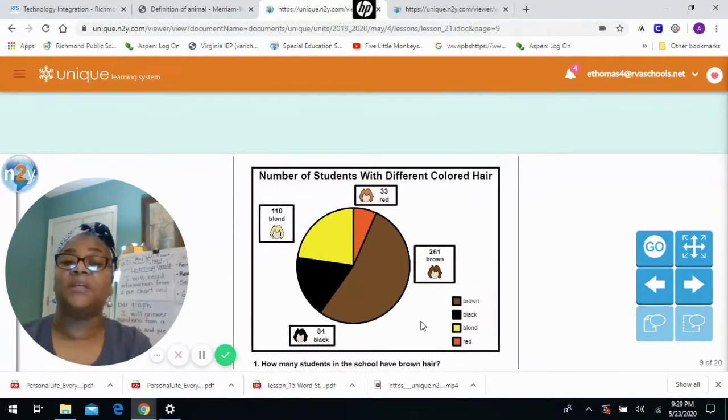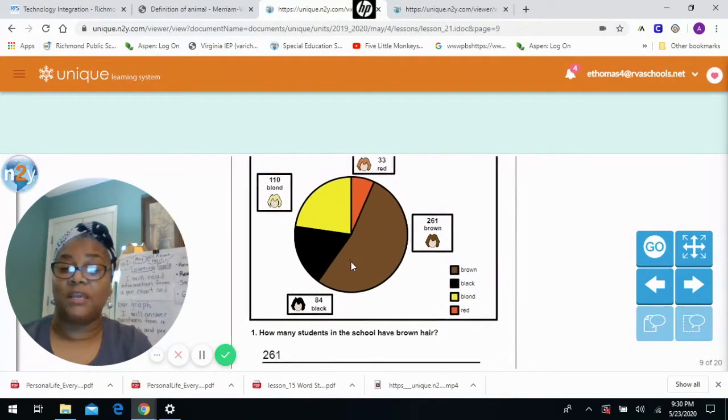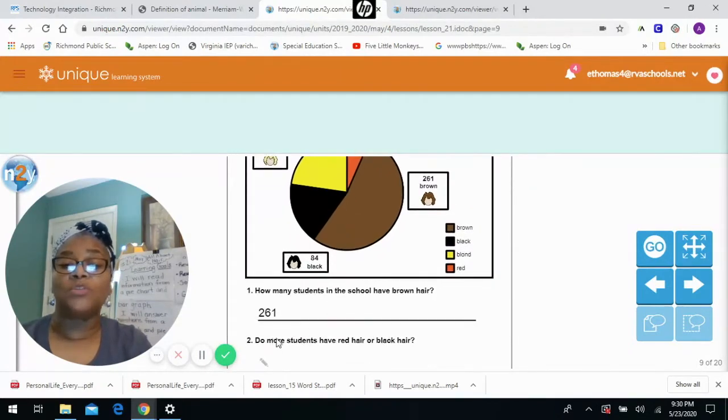Let's look at it. We can look at our number. The number for red is 33. The number for black is 84. Okay, but you could also look at the graph or look at the amount of the piece, how large the piece is. So we have a small piece for red, which is 33, and a larger piece for black, which is 84. So do more students have red hair or black hair?